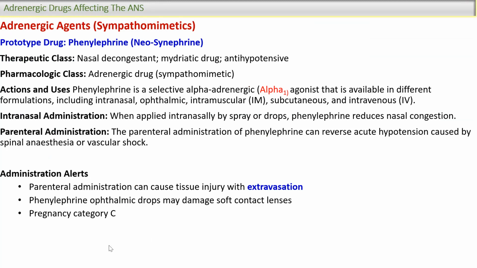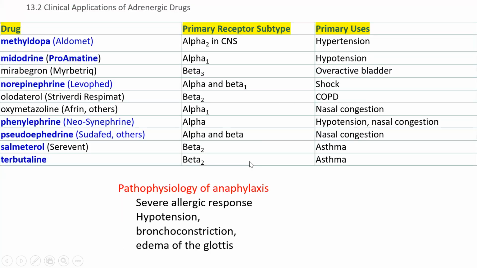Well, first of all, before we move on, methyldopa, or Aldomet, causes hepatotoxicity. It's a serious adverse effect of methyldopa, hepatotoxicity.